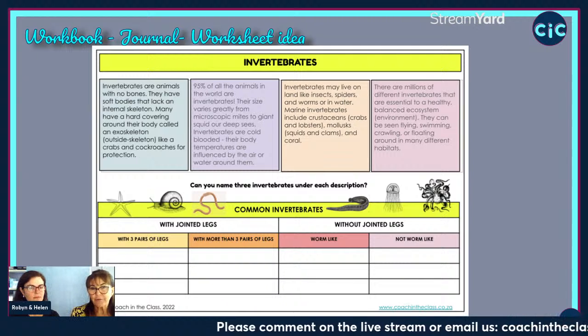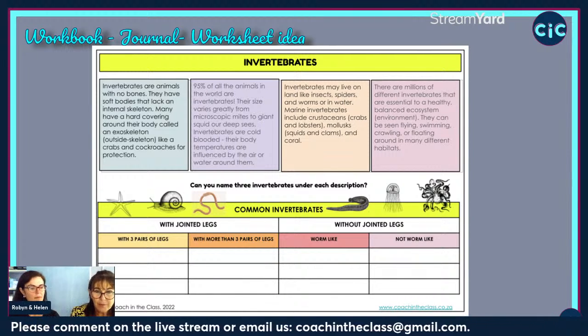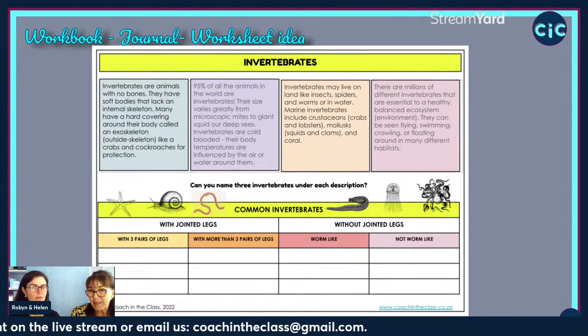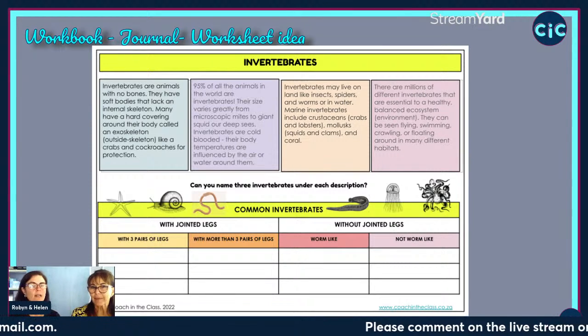But then still, you've got to identify common invertebrates, and you've got to talk about ones with 3 pairs of legs, ones with more than 3 pairs of legs, worm-like ones. And of course, we've given you examples of them. You know what I really love about this is our grade 5s, many of them are still very much in that concrete phase.